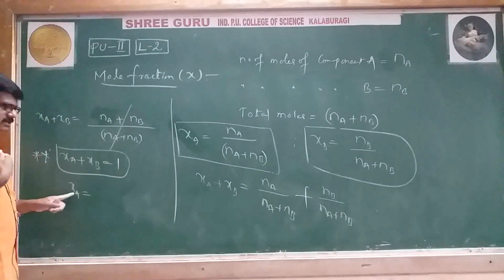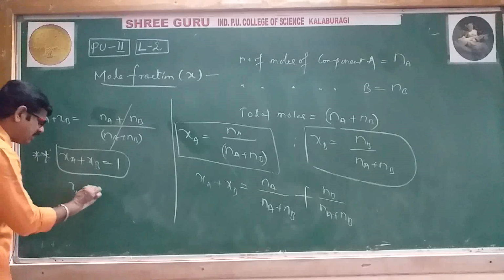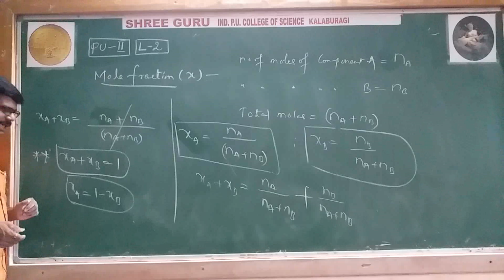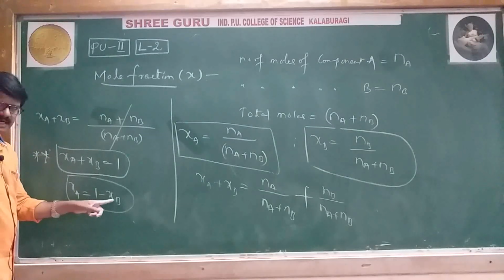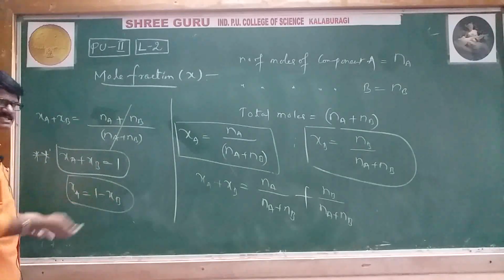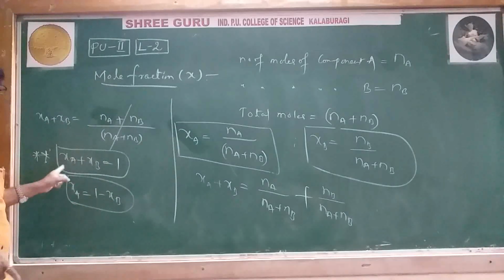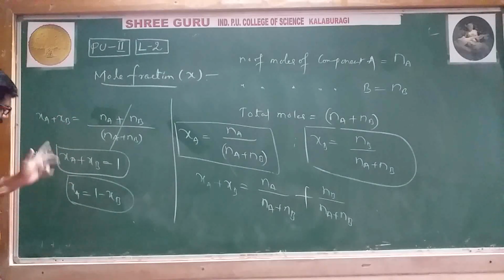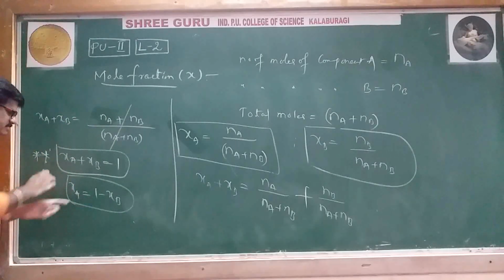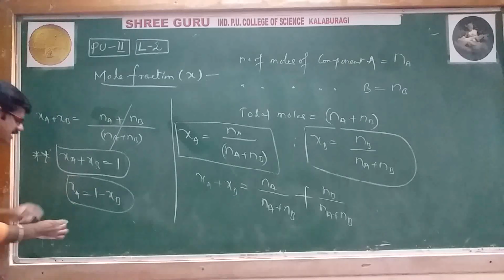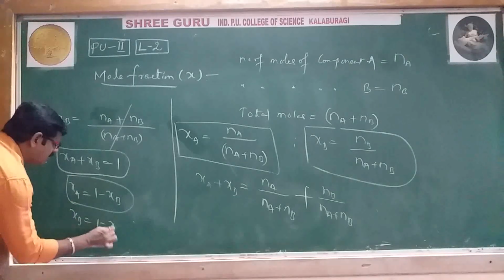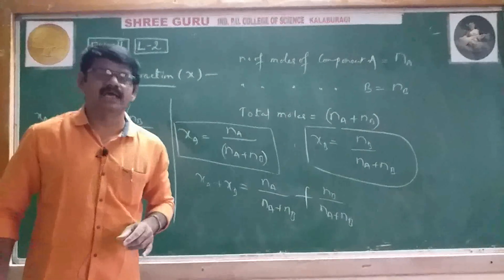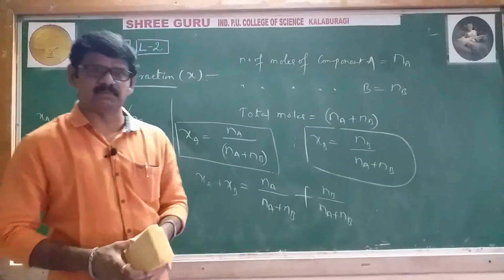How? I want xa, and xb I already know. Therefore, 1 minus xb will give you xa. Why 1 minus xb? Because the sum of mole fractions of all the components is equal to 1. That is fixed. And similarly, in reverse, if you know xa, you can also calculate xb: xb equals 1 minus xa. If one value is known, the other value can be calculated directly with the help of that formula.